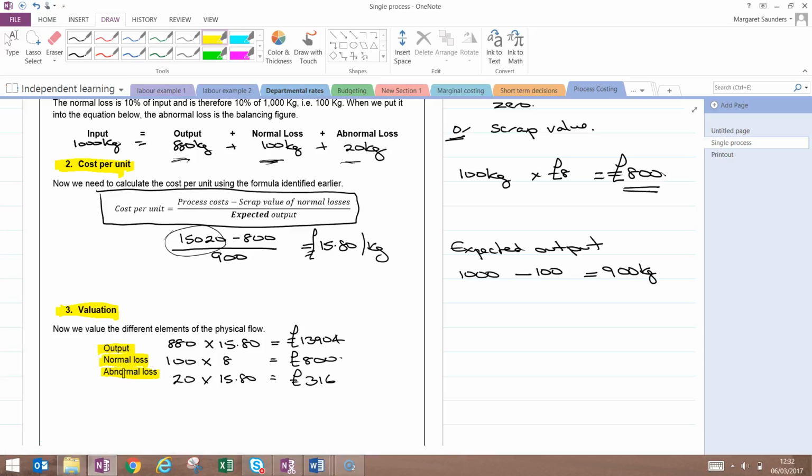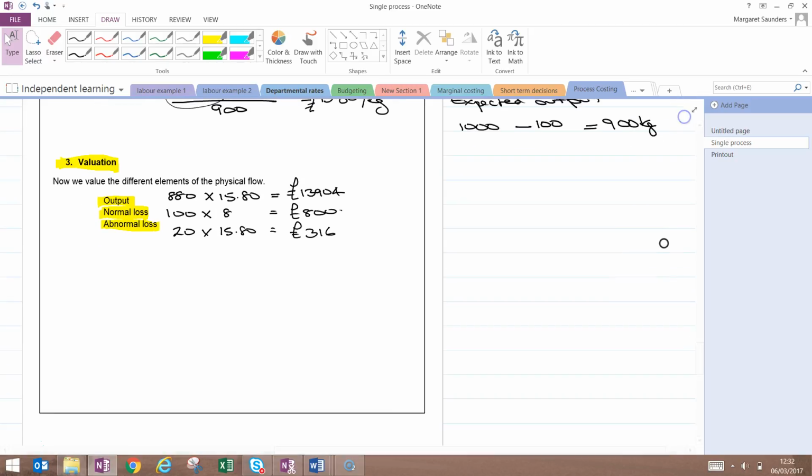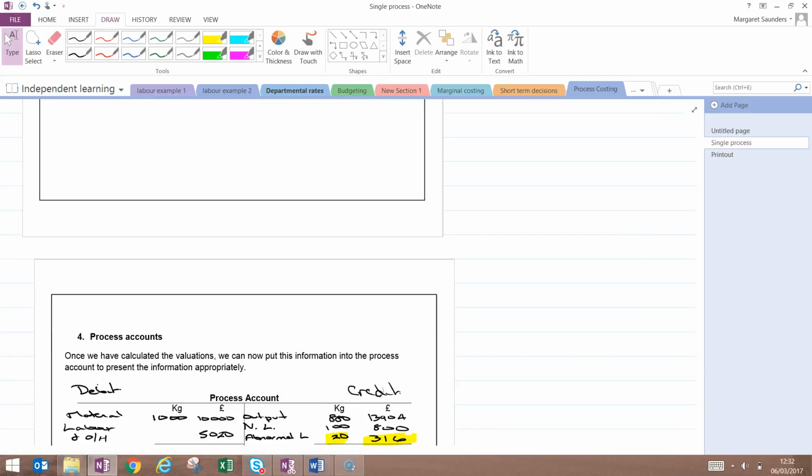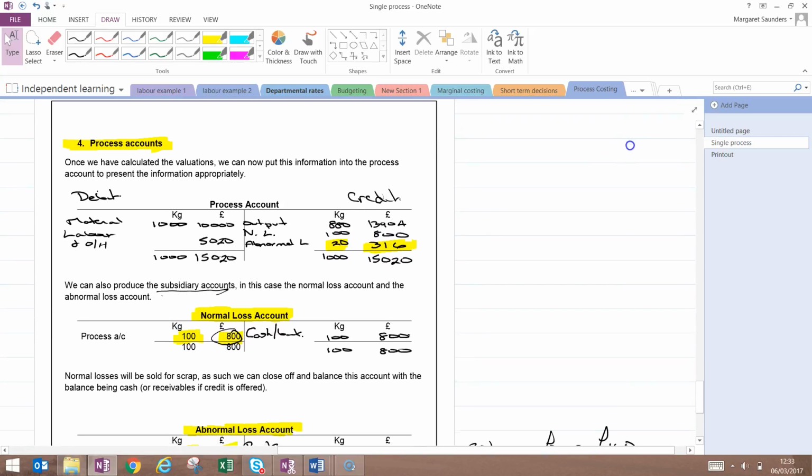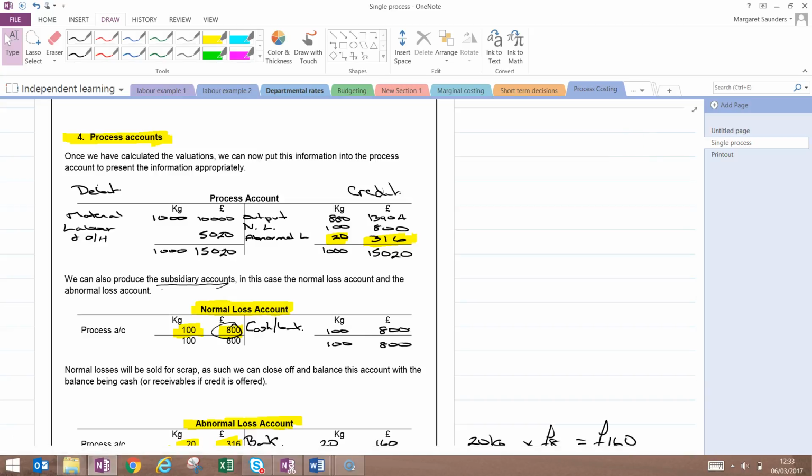And once you've done steps 1 to 3, it's just then a matter of writing up your process accounts. And at this point, you've done all the hard work. You've completed your calculations, and it's just a matter of putting the figures into the correct places in your process account. If you are asked to complete the subsidiary accounts, then that means showing the double entry to the normal loss account, to the abnormal loss account, or to the abnormal gain.